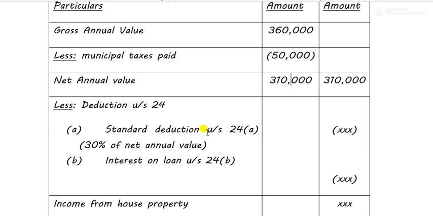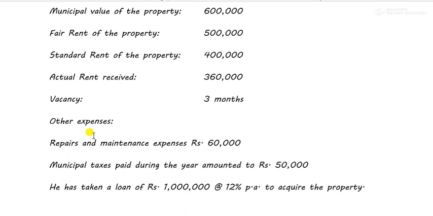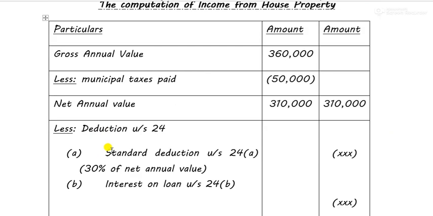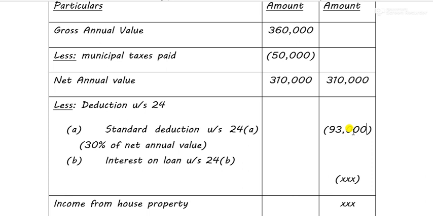Standard deduction under section 24A. Now he has repair and maintenance expenses 60,000. So will this repair and maintenance expenses be allowed as standard deduction, right? We'll write over here 60,000. No, no repairs, no expenses on the house will be allowed as deduction. Why? Because we'll get a standard deduction of 30%. So 3,10,000 into 30% is equal to 93,000.